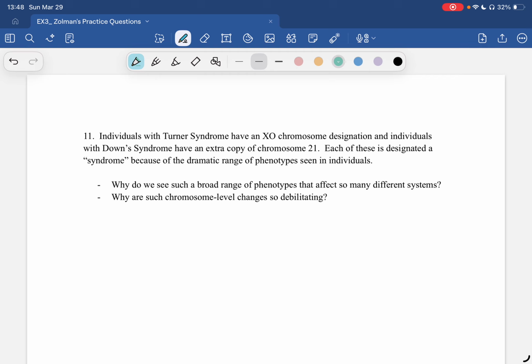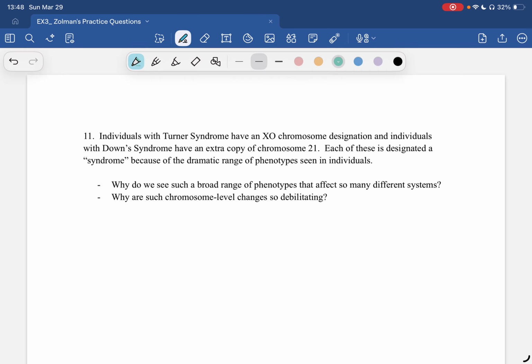So when we're looking at why we see such a broad range of phenotypes, this is because each syndrome has a different chromosome with its own unique genes that are impacted. So for example, trisomy 21, we see an extra copy of the 21st chromosome.